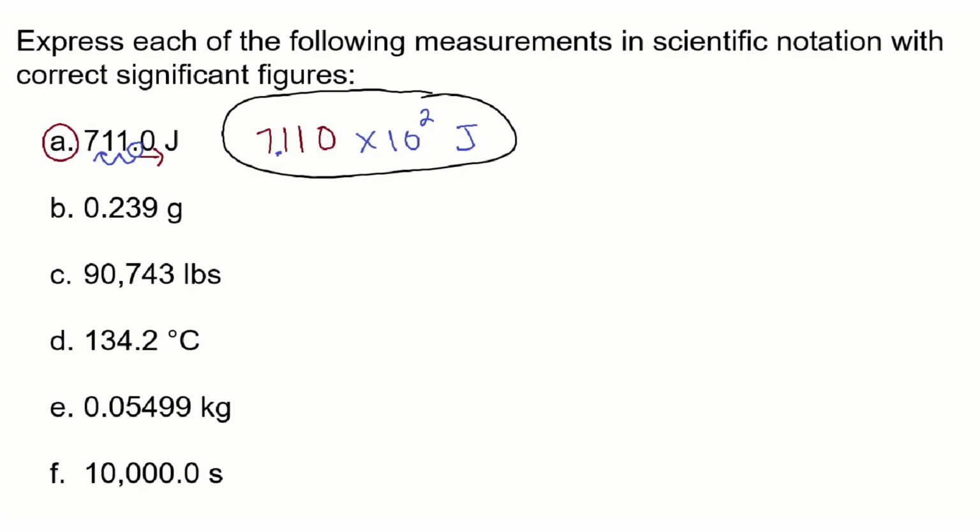Moving on to part B. Significant figure rules say leading zeros are never significant. So this measurement has 3 significant figures, the 2, the 3, and the 9. Those digits will make up our coefficient.